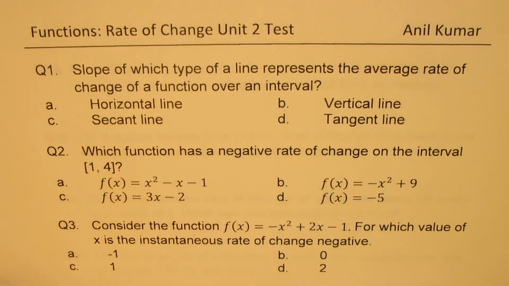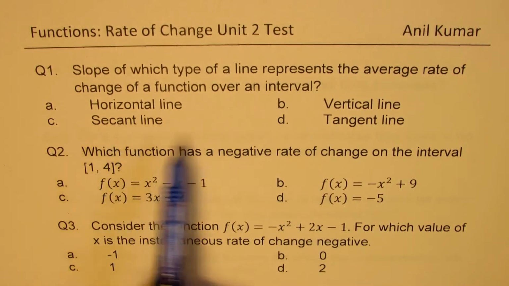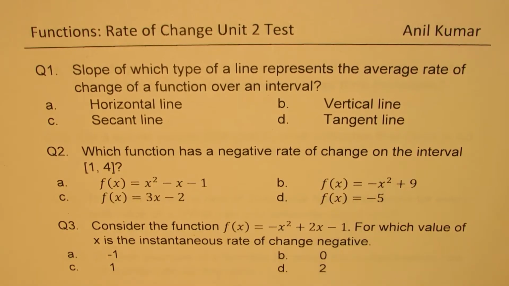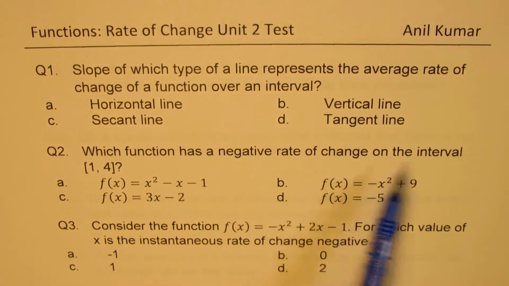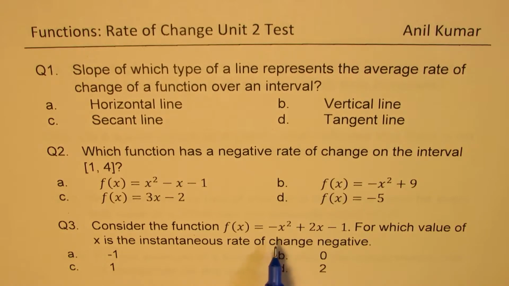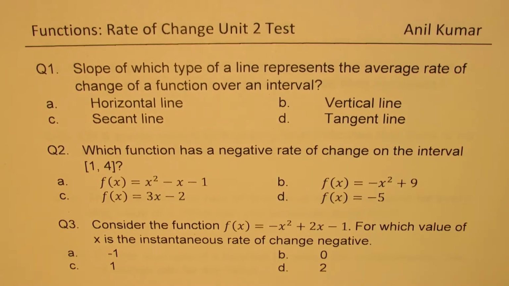Slope of which type of line represents the average rate of change of a function over an interval? 4 choices are given to you. You can mark the right choice. Question number 2. Which function has a negative rate of change on the interval 1 to 4 out of these? And question number 3 here is, consider the function f of x equals minus x squared plus 2x minus 1. For which value of x is the instantaneous rate of change negative? So these are the 3 multiple choice questions. You can pause and answer them and then look into my suggestions.